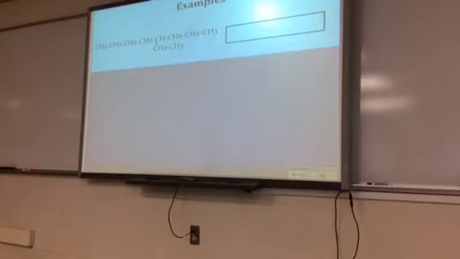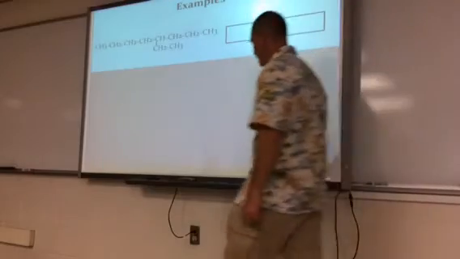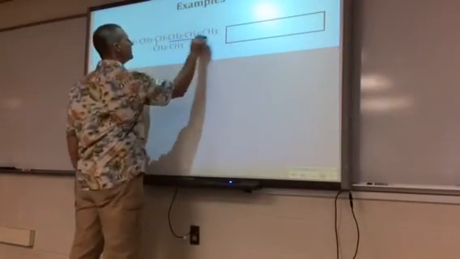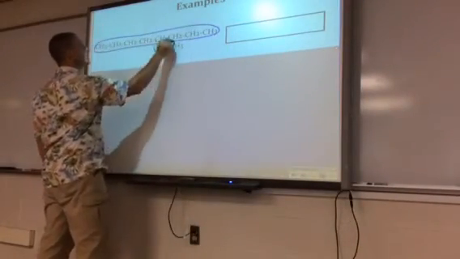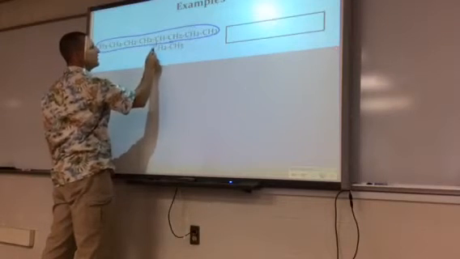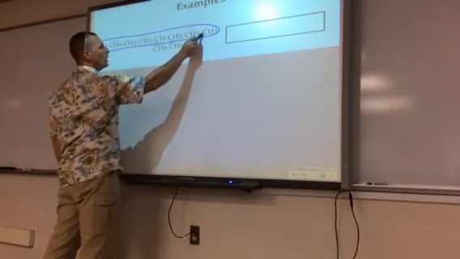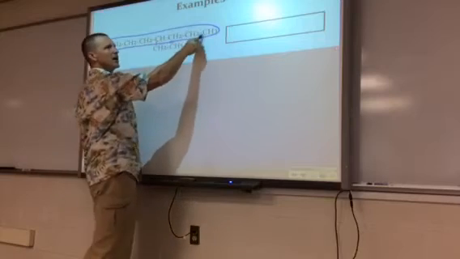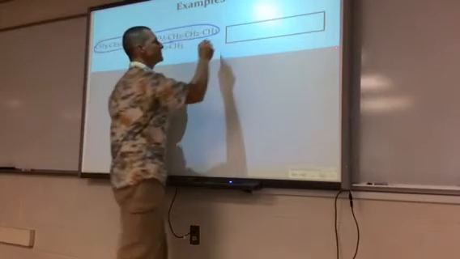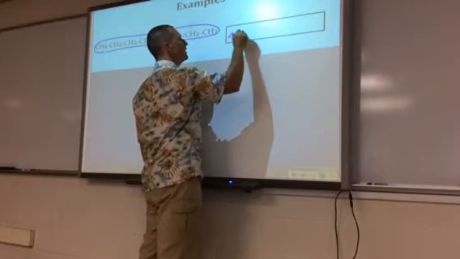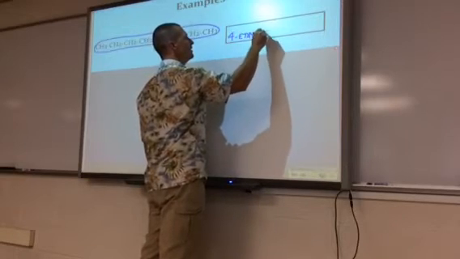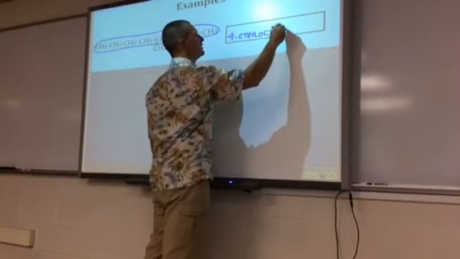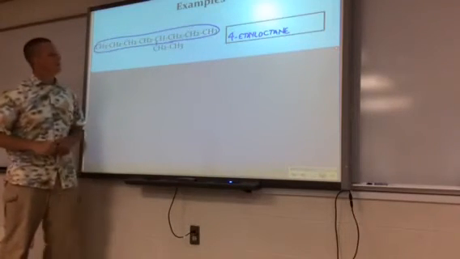Got that one? Anybody care to share? Zane, right? 4-ethyl octane. You have a parent of octane. And then that ethyl group is coming off of 1, 2, 3, 4. You chose to make that carbon number 1, right? I like it. 4-ethyl octane. Questions on that one?